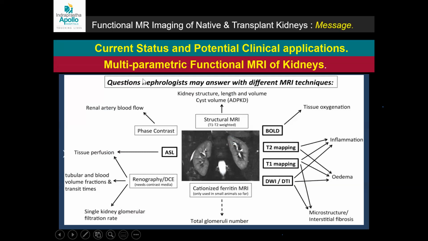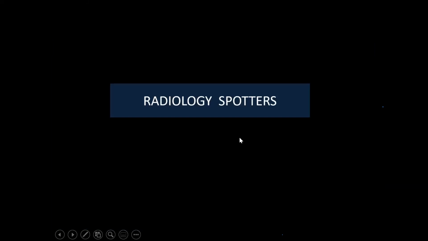This is what is called multi-parametric functional MRI, where structural assessment is done on T1 and T2 images, then BOLD, T2 mapping, T1 mapping, diffusion weighted MRI, diffusion tensor MRI, renography and phase contrast MRI. So these are all different tools. All are associated with specific aspects of CKD progression.